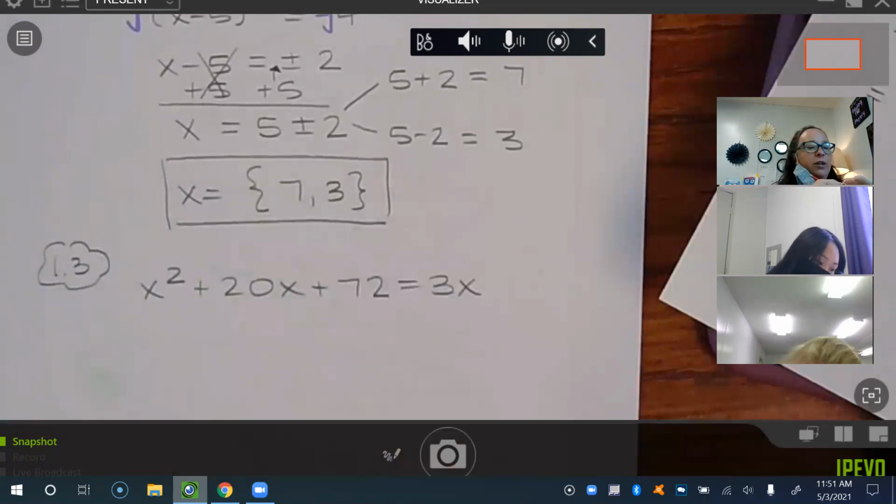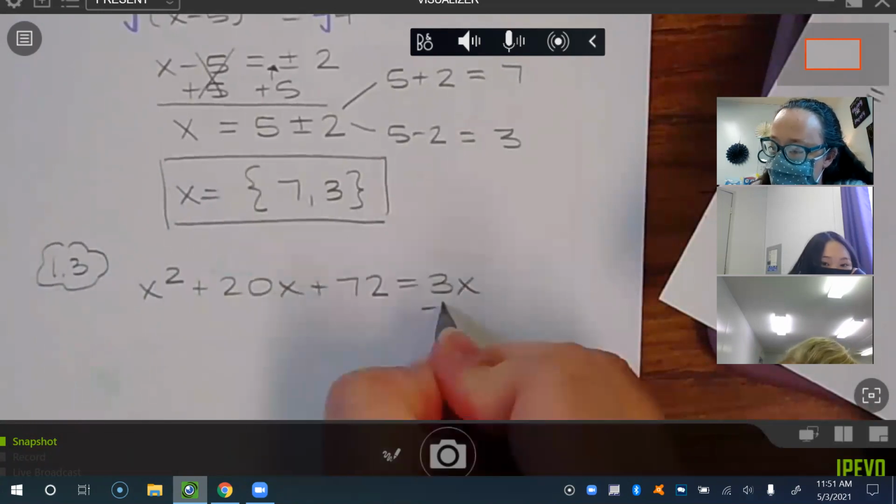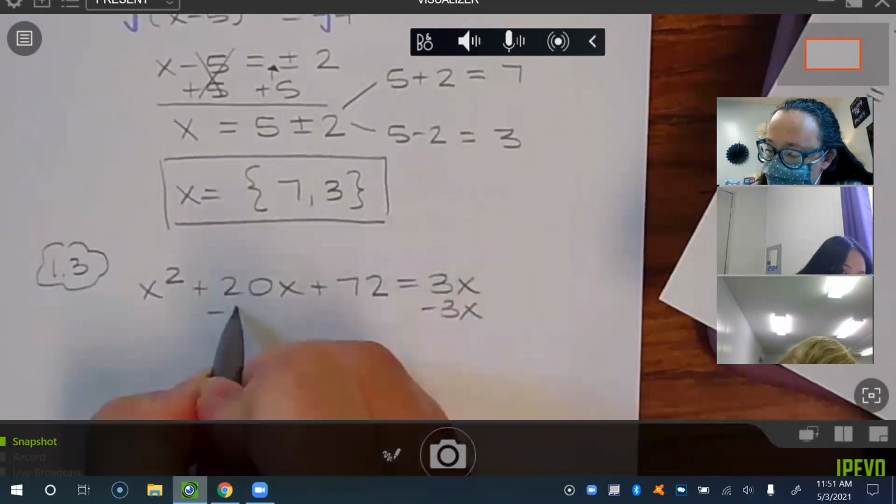Now, if I tell you to solve this by factoring, anybody know what the first step would be? Yes. Yes, you have to subtract the 3x because you've got to get a 0 on the right side. Good.